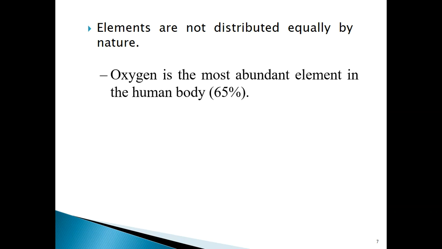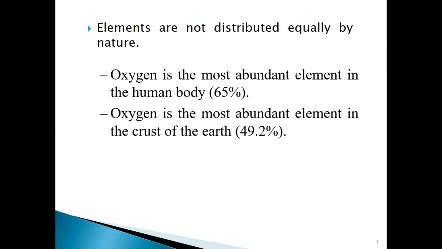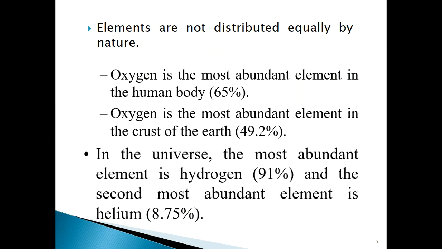Now, how are the elements distributed in nature? Well, as stated here, elements are not equally distributed. For example, if you look at the human body, the most abundant element in the human body is oxygen at about 65%. Oxygen is also the most abundant element in the crust of the earth. But in the universe, the most abundant element is hydrogen, while the second most abundant element is helium. And as you can see, there's a big disparity between the two in terms of their percentages.